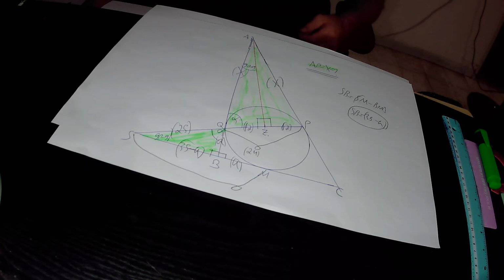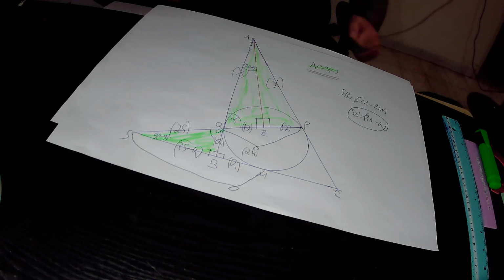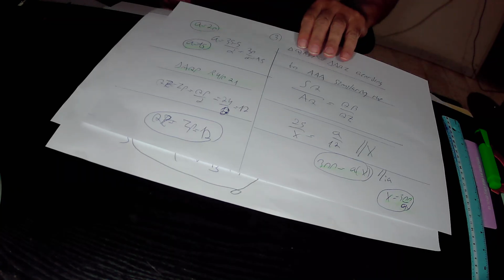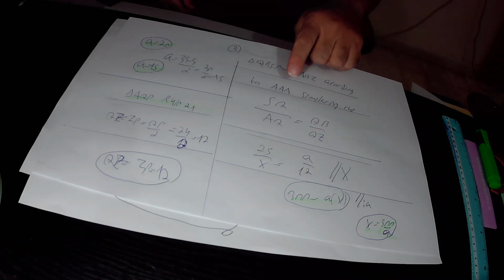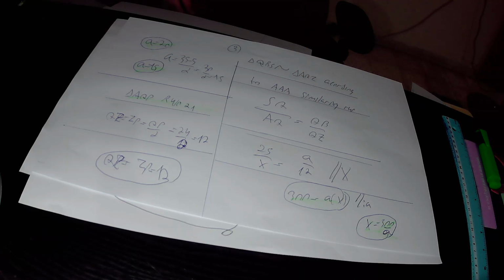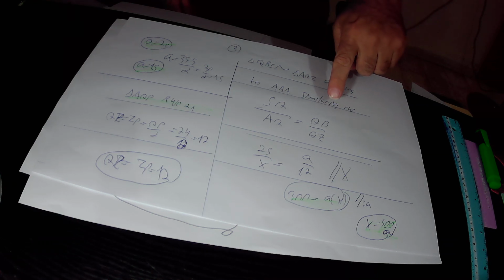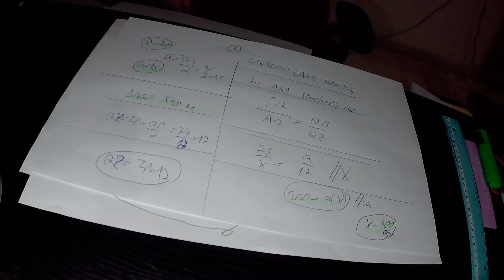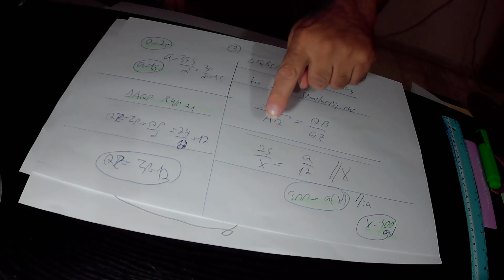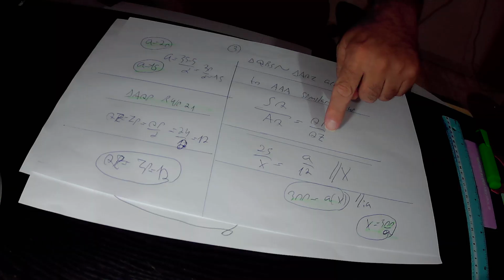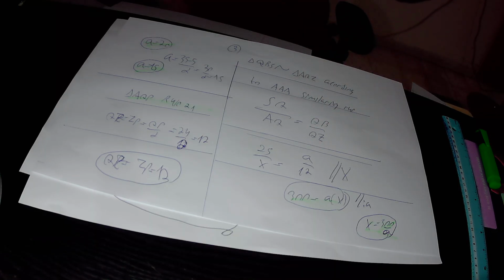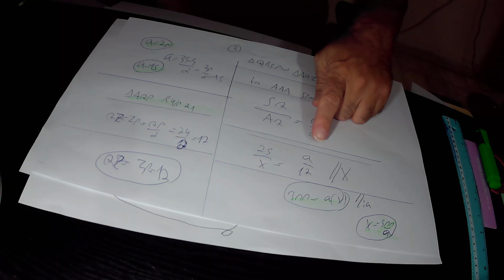And again, from the fact that those two right triangles are similar to each other, we derive that the following relationship exists between their sides. We derive that side SQ of the small right triangle QBS over side AQ of the big right triangle AQZ equals side QB of the small right triangle QBS over side QZ of the big right triangle AQZ. SQ is 25, AQ is X, QB is a, and QZ is 12. So 25 over X equals a over 12.